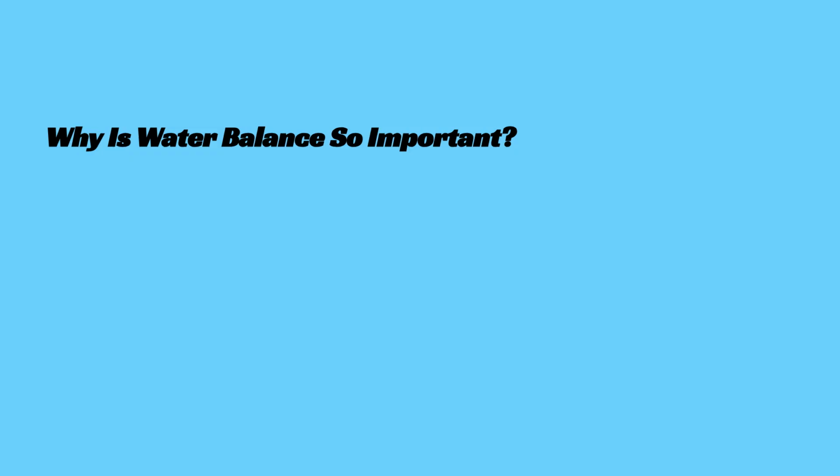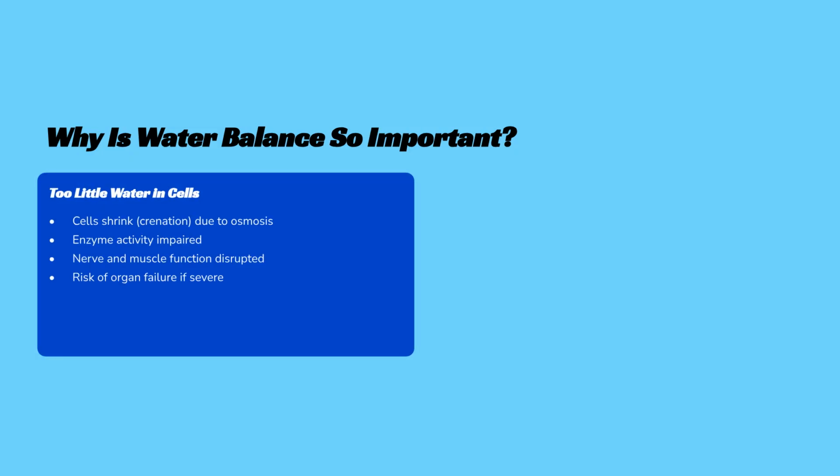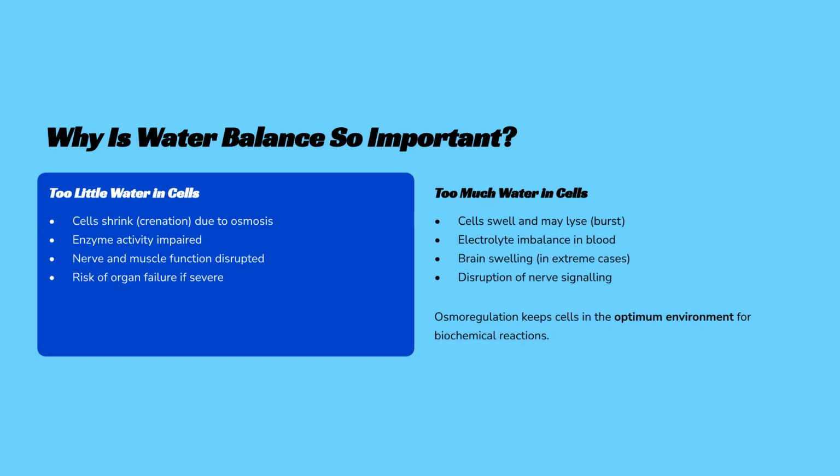Water balance is crucial for cell function. Too little water causes cells to shrink, impairing enzyme and nerve function. Too much water causes cells to swell and may lead to brain swelling, making osmoregulation vital for a stable internal environment.